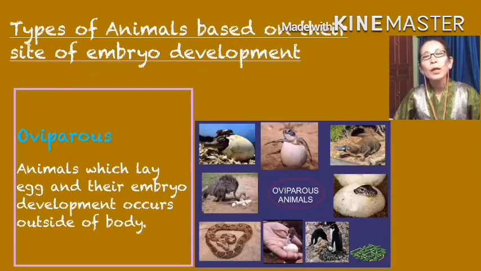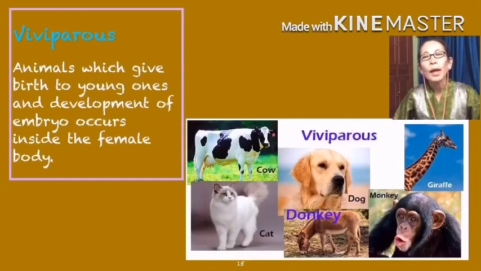On the basis of the site where embryo development takes place, animals can be classified into oviparous, viviparous, or ovoviviparous type. Oviparous animals lay their eggs and their embryo development occurs outside the organism in their hard-shelled eggs. In viviparous animals, they give birth to young ones and the embryo development occurs inside the female body.